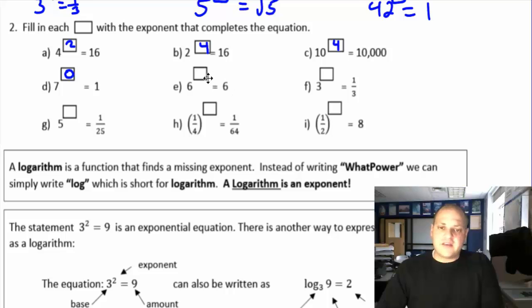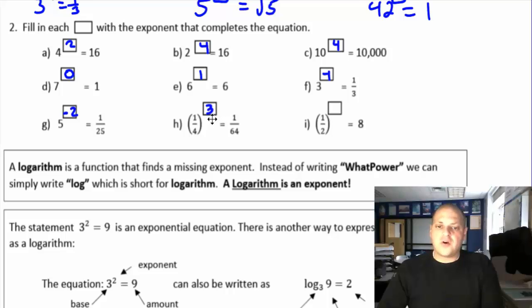6 to the blank is 6. 6 to the first is 6. 3 to the what is 1/3? We did that up there. Negative 1. 5 to the what is 1 over 25? That's when you have negatives, right? Negative 2. 1/4 to the what is 1 over 64? We're not flipping it. It's staying 1/4. We just want to make it go to the 64. 4 to the third.